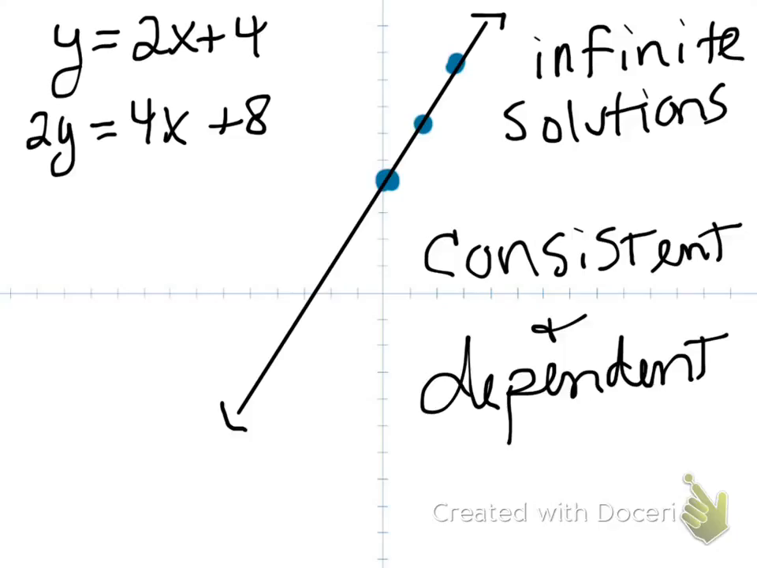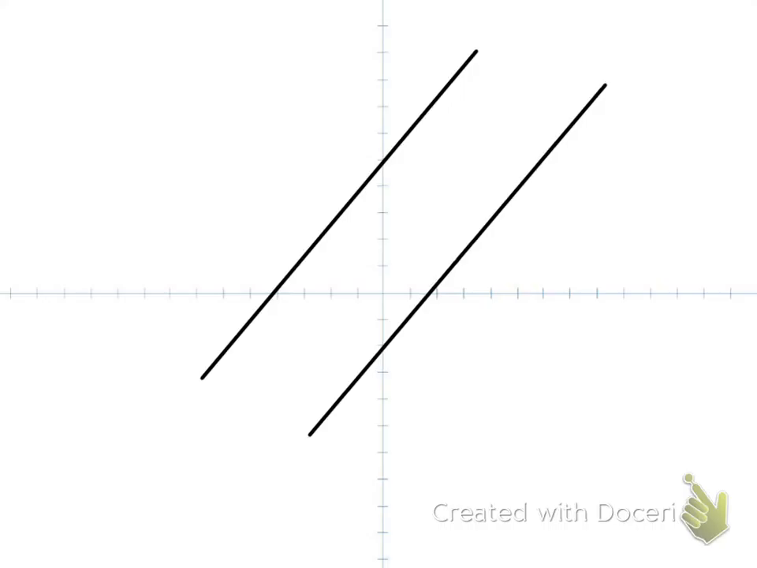Okay, so when they have exactly the same equation and the same line, that is consistent and dependent. The last situation is if you had two equations that created parallel lines. Those two equations could have any y-intercept, but their slopes must be exactly the same. So once you graph both of them, you can clearly see these two lines are never going to intersect each other. They're always the same distance apart all the way along. If that happens, we have no solution.